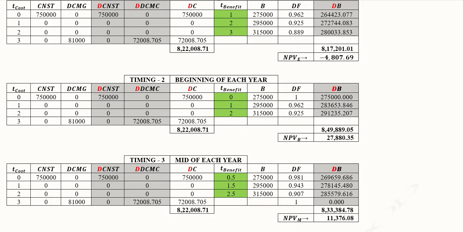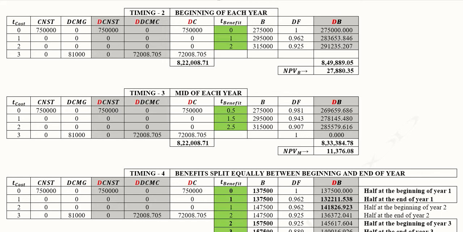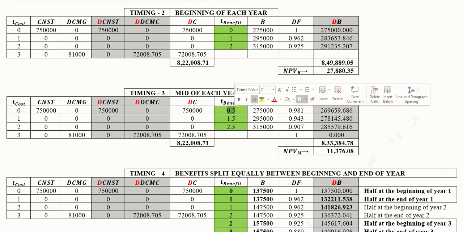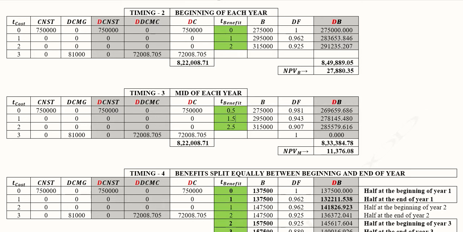The third possibility is now that the benefits occur in the middle of each year. Again, the cost column will remain the same because we are talking about the occurrence of the benefits and not of the costs. The benefits will vary in terms of their occurrence. You can see that it is 0.5 for the first time period because this is the middle of the first time period, that is from 0 till 1. The midpoint would be 0.5, that is after 6 months if the time period is 1 year. And then we have another point, that is 1.5, in the middle of the second year, and then 2.5 in the middle of the third year.